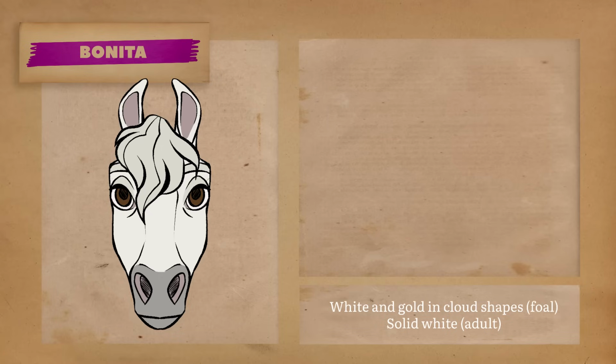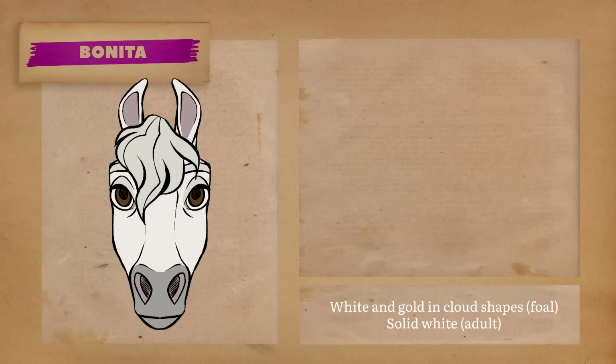But also, because of those cloud shapes, we can be quite certain she does not carry the dominant white gene, because otherwise those spots would be either invisible, or if she's a low expression dominant white, she would still show these spots in adulthood. But she's described, when she was born, as having these white and gold cloud shaped spots. But in the rest of the books, she's just described as pure white when she's an adult. Which makes me think, okay, well, these spots are gone when she's older.